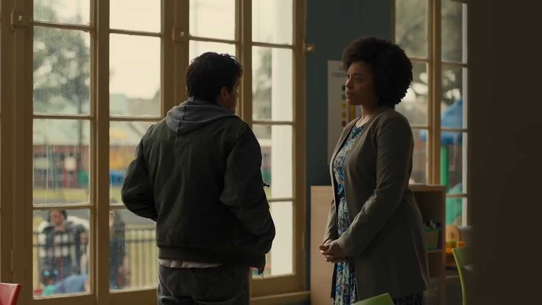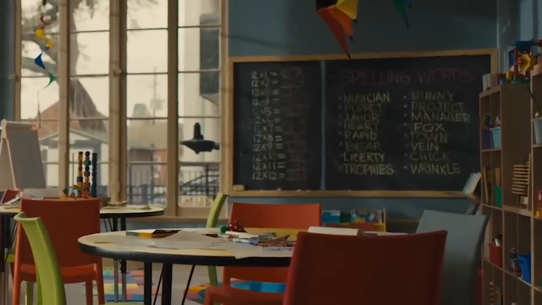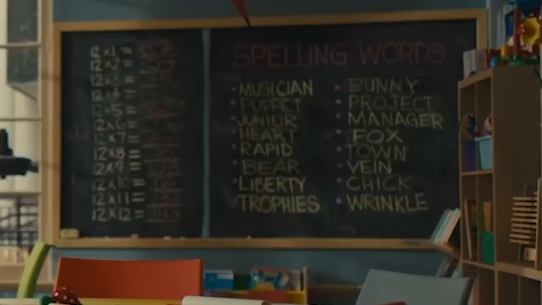The next one takes place where Mike is talking to the doctor. If you look at the blackboard behind them, you see some very specific words: bear, bunny, fox, and chick. Those obviously represent Freddy, Bonnie, Foxy, and Chica, the animatronics in the movie and the game.